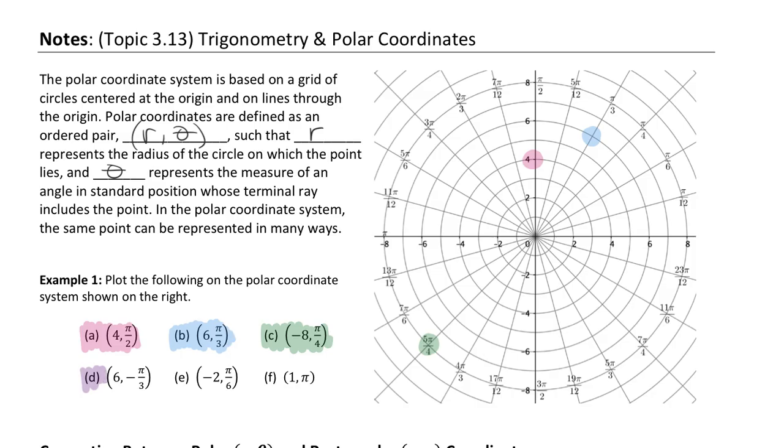For letter D, we're going 6 comma negative pi over 3. So where am I starting to point this one? 6 on the right, but it says negative pi over 3. So am I going the normal direction? No, I'm going to go the opposite direction. I'm only going to move pi over 3. So it ends up being right here. 6 comma negative pi over 3 is the coordinate point right there.